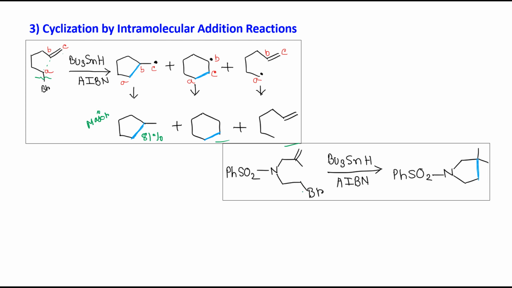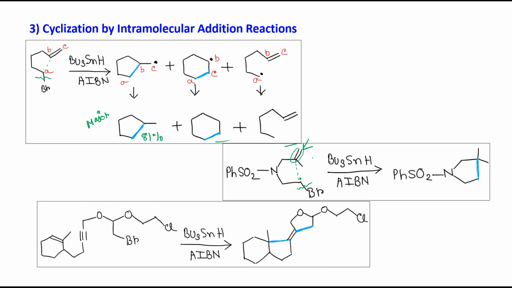So here, focus on this part. If this carbon-bromine bond is cleaved, the radical will be generated here, and it will be connected to this multiple bond here, so that you can see the newly generated bond in blue color. It is not connected at this terminal position. In that case, it would be 6-membered. But as I have said, the probability of 5-member ring generation is more. One more example we will see.